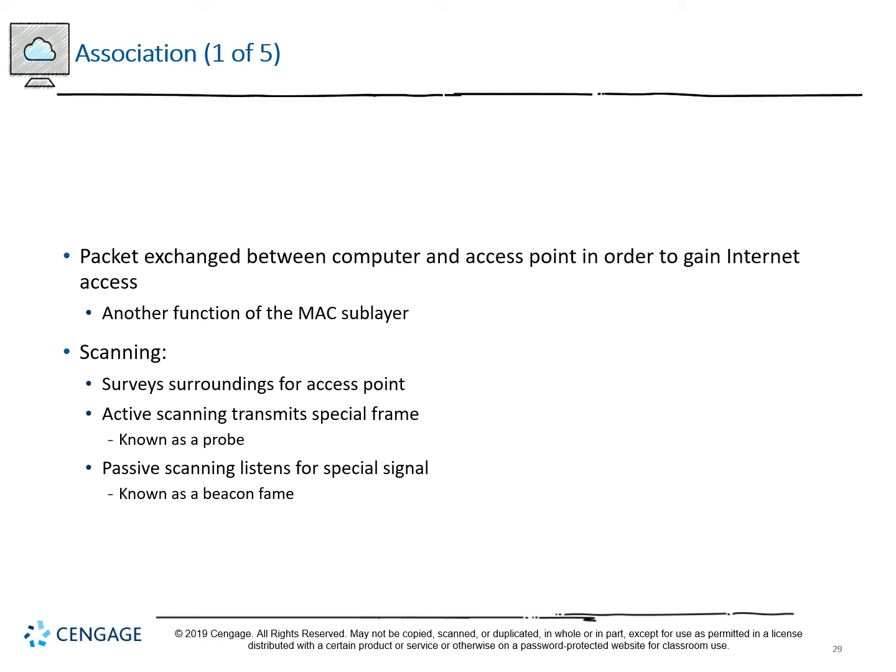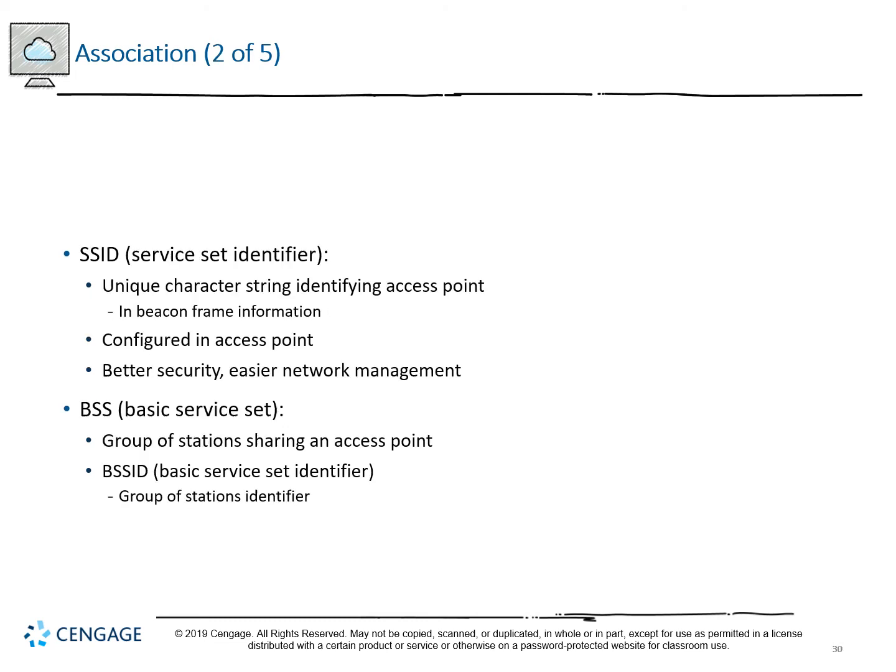Passive scanning listens for a response known as a beacon frame. In that beacon frame, there will most likely be what's called a service set identifier, the SSID. This is a unique string that identifies the access point. It allows for better security and easier network management. Rather than having a random alphanumeric string, you can have something like FBI surveillance van 1, and you know you're connecting to the right network.